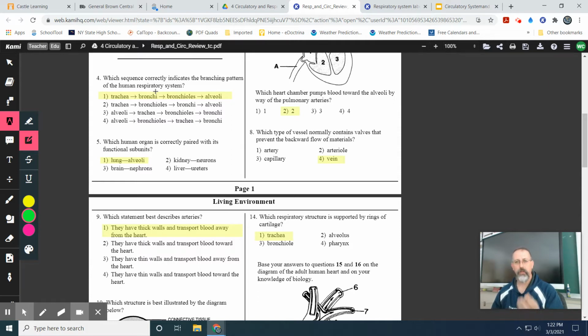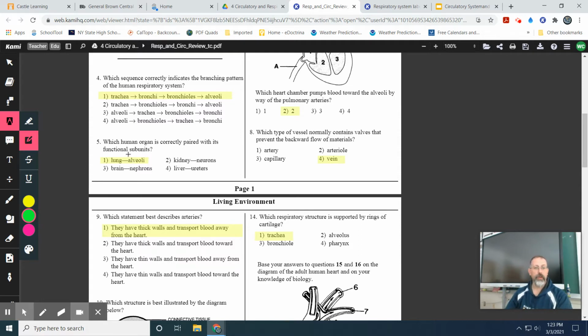Number 4, which sequence correctly indicates the branching pattern of the human respiratory system? So you're starting big and branching out from there. The trachea, your main windpipe, the cartilaginous tube, you can feel the bumpiness in your throat. Then to the bronchi and bronchioles. It's kind of weird in the respiratory system: the bigger the name, the smaller the thing when it comes to bronchi and bronchioles. And then it goes to the alveoli, those little bitty sacs where there's millions of them in your lungs, where the capillaries are right next to the surface and can exchange with the outside air.